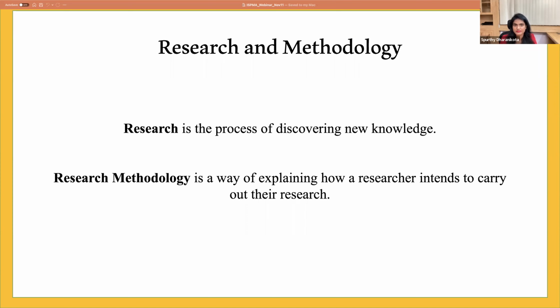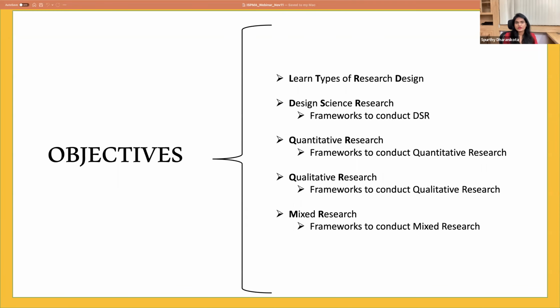So the main objectives of this webinar would be to learn the phases of research activity and the types of research design and methodologies that are available. So we'll broadly go over design science research, quantitative and qualitative research, as well as mixed research. And we'll also look into the frameworks that will guide our understanding of these research paradigms and allow us to conduct research in these paradigms.